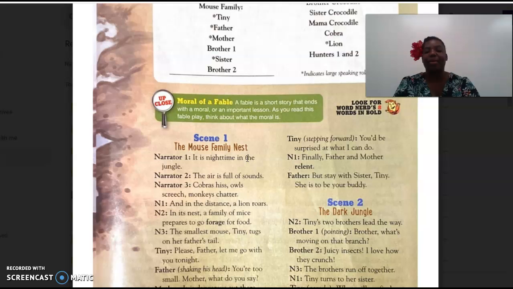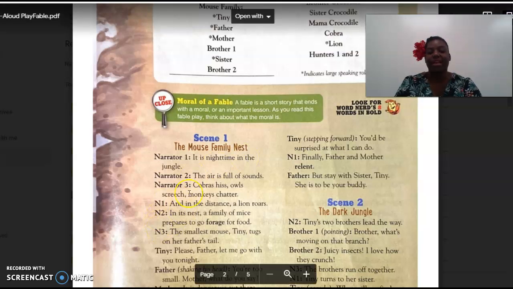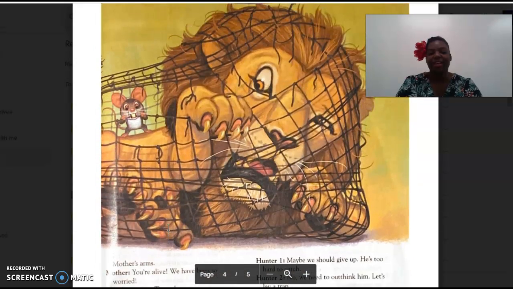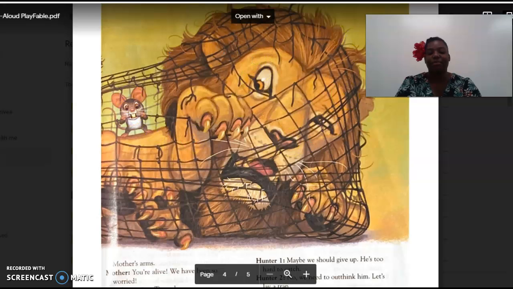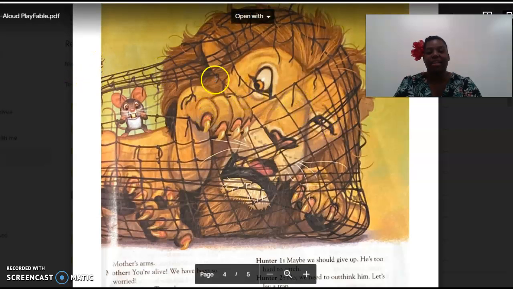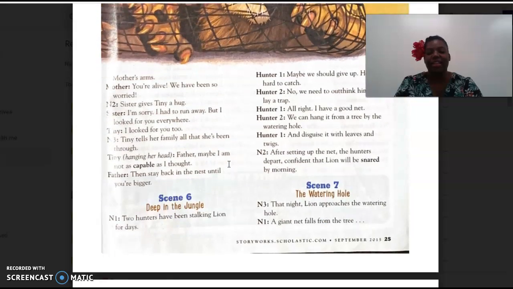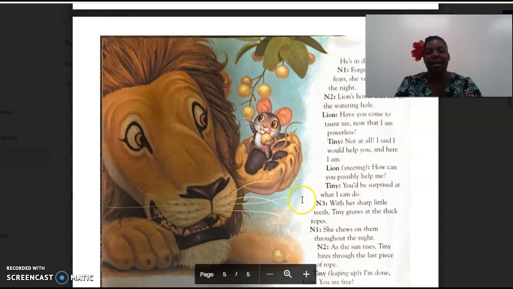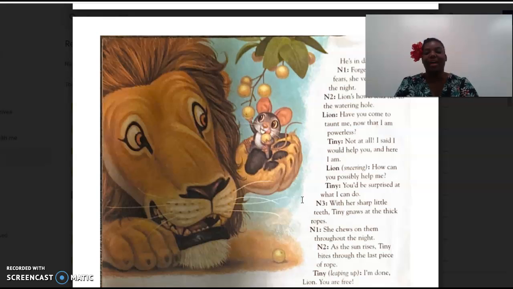The climax is the point where the lion was captured in the net right here. This is our climax. This is where Tiny is going to prove just how valuable she is. And then our falling action would be where Tiny is chewing through the ropes, helping Lion break loose. And in the end, Lion shows his appreciation to her by feeding her, or raising her up to eat the Zuna berries.